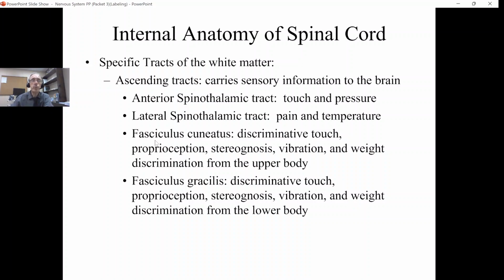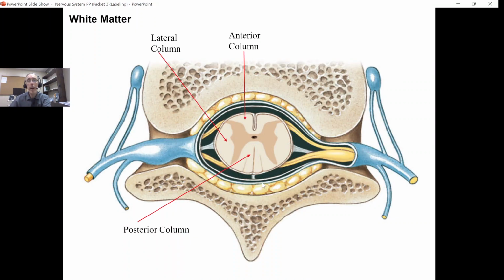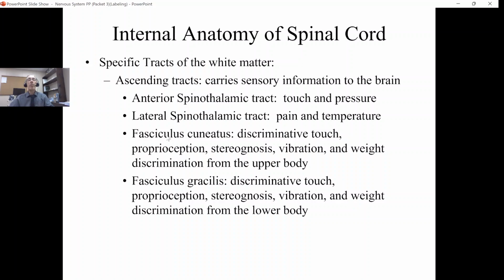The last two tracts, if you just want to jot in your notes over here, I didn't put it down. Both of these are posterior column tracts. We find them in the posterior column. You can't tell that from the name, but they would be back in here. They both have the same name, fasciculus, and they both carry the same five sensations.